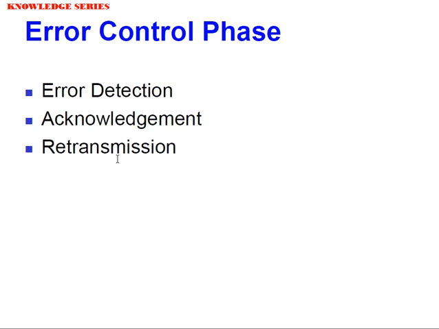Retransmission means that when the sender receives a NACK, a negative acknowledgement, or if the acknowledgement is not received, then the sender understands that retransmission of the data is necessary. So again, that data is resent. This is what we see in the case of the error control phase. So remember: error detection, acknowledgement, and retransmission.